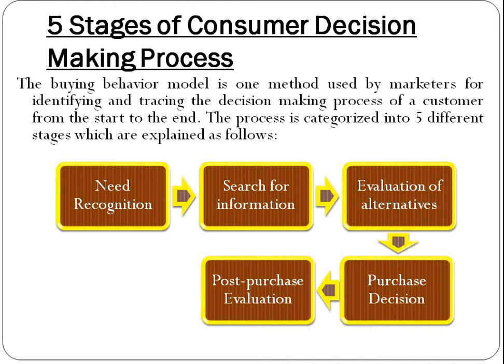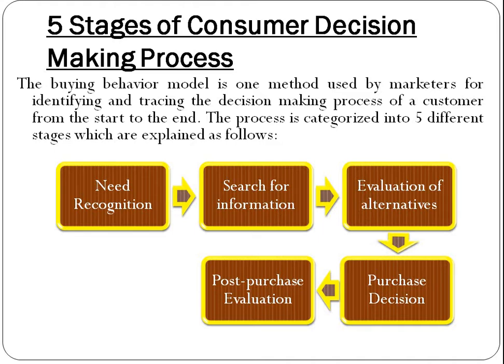This is one of the methods used by marketers for identifying and tracing the decision-making process of a customer from the start to the end. The process is categorized into 5 stages, the first one is need recognition. Whatever the customers or consumers are buying, if they have a need to buy the product, then only they'll buy the product. That's called need recognition. Next is search for information. When they have a need, they will search for information about a product.